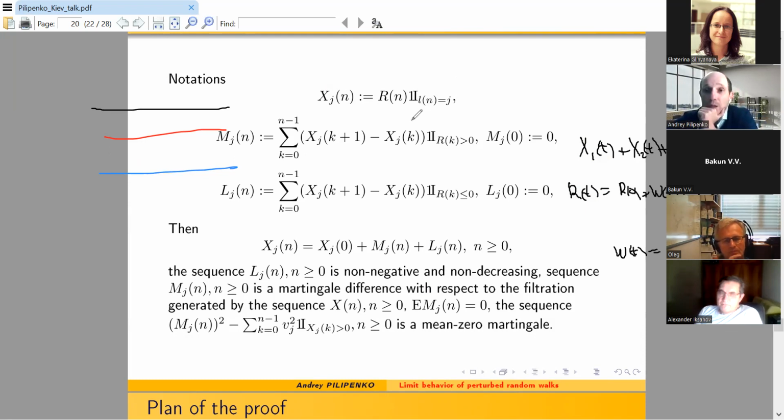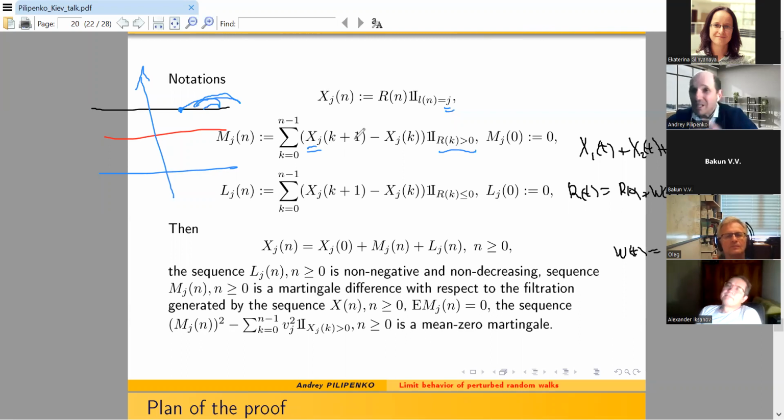And let me introduce candidates for martingales. So m_j of n is just the sum of jumps of the j-th coordinate when this process belongs to the j-th line and its radius is positive.